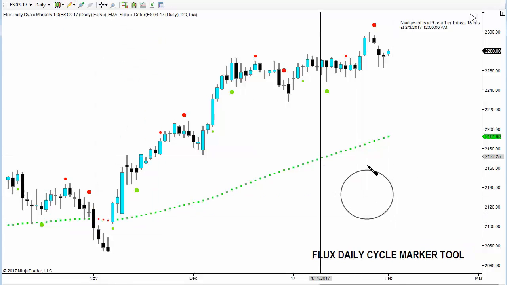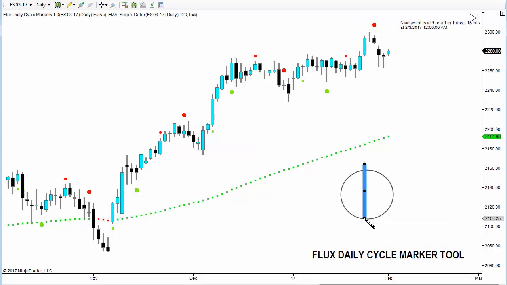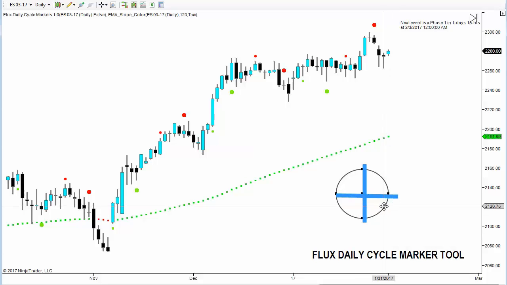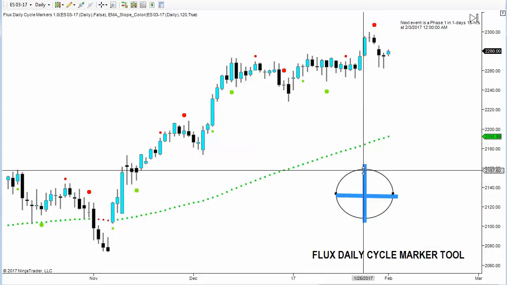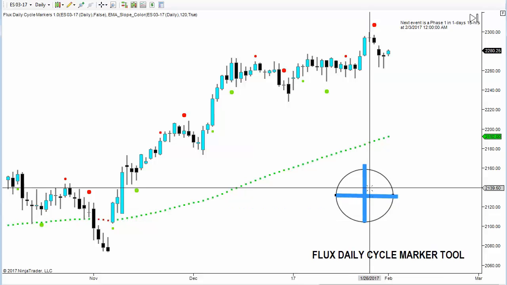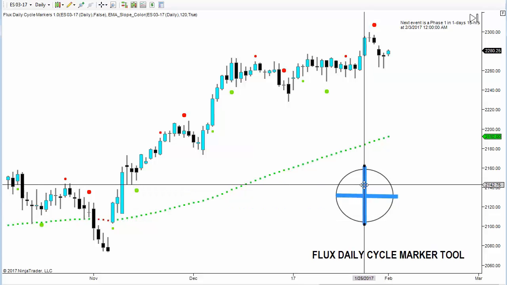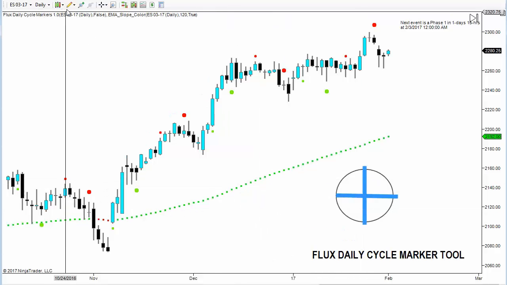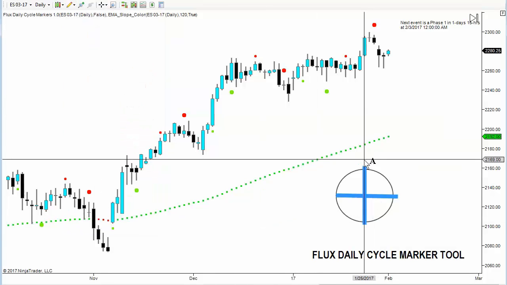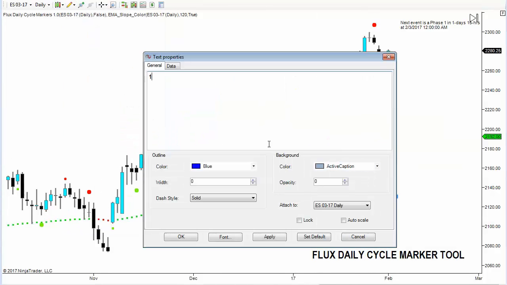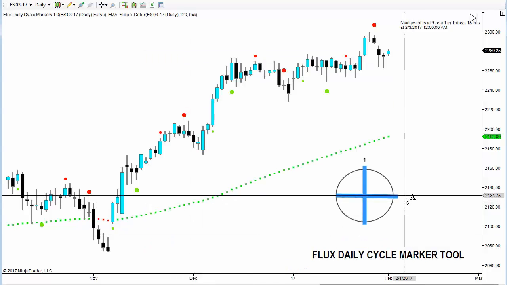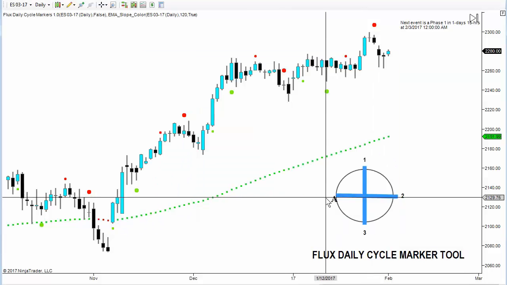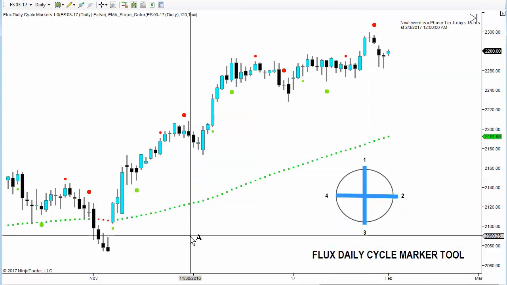Instead, it tracks a 90-degree phase cycle. So think of that like a basketball game or a hockey game where they break the overall time up into different periods. And so in this case, the 4 quarters or the 4 phases that we track are phase 1, phase 2, phase 3, and phase 4.